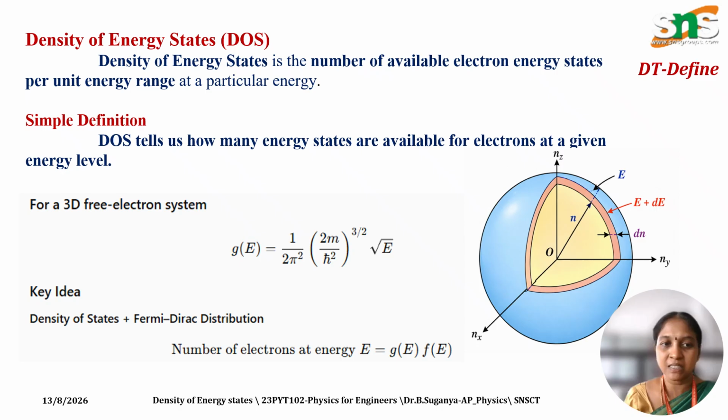That's all. So for a 3D free electron system, G(E) is equal to 1 by 2π² into (2m by ħ²) whole power 3 by 2 into root of E, where ħ is h by 2π. Key ideas: density of states plus Fermi-Dirac distribution. So the number of electrons at an energy E is equal to G(E) into F(E). What is F(E)? F(E) is the Fermi function of energy states.